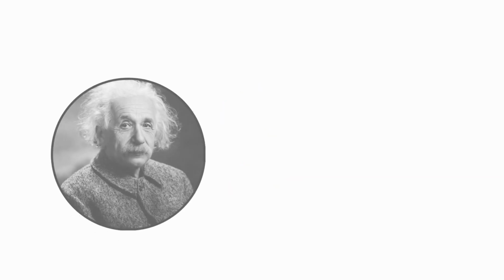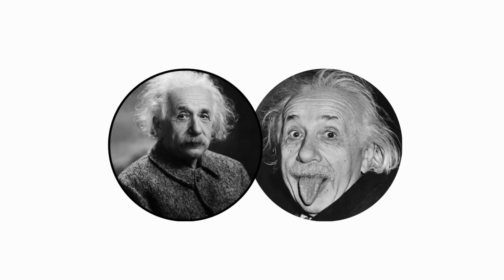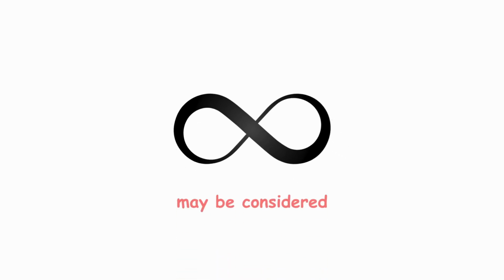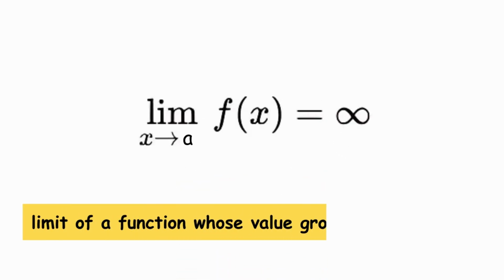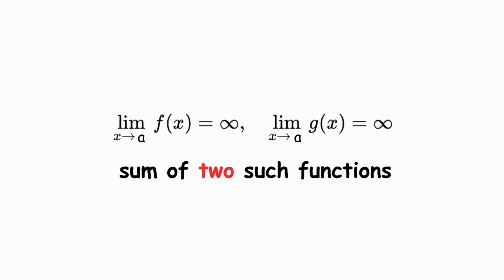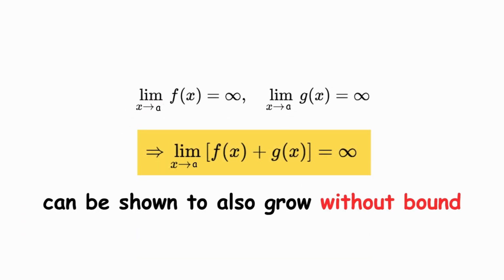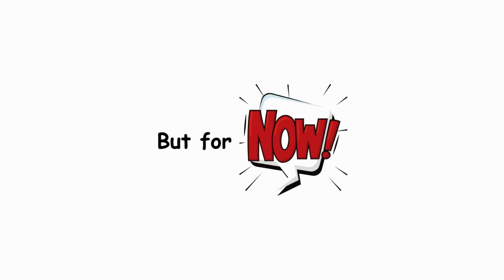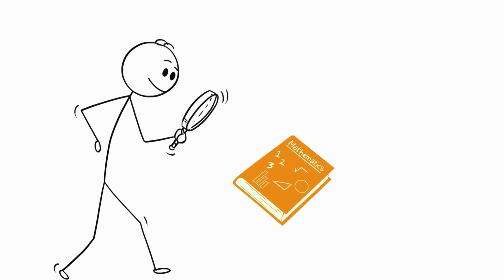This may seem really silly and not very mathematical, but math and silliness are not mutually exclusive. In any case, if you do want to motivate this definition more rigorously, then it's certainly possible. For example, infinity may be considered as the limit of a function whose value grows without bound. From there, the sum of two such functions can be shown to also grow without bound, yielding another infinite limit. But for now, we'll try not to get bogged down in details, instead thinking about the rules intuitively.